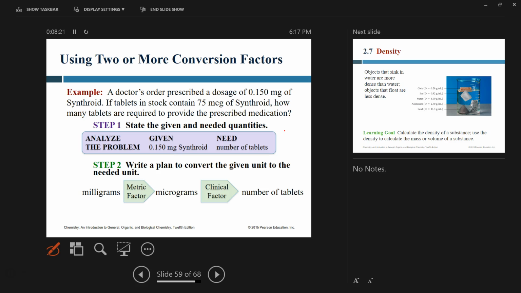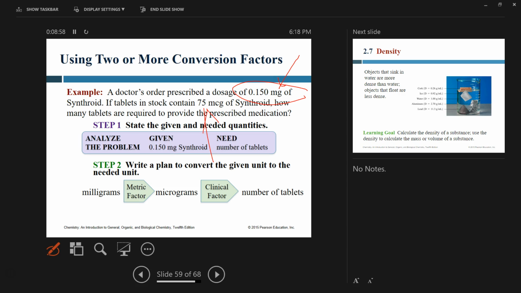So let's say we've got the prescription for 0.150 milligrams of a drug. Milligrams. That's important, that it's milli. That's the dose that the patient should take. However, 1 pill contains 75 micrograms. Okay? So how do you do that?